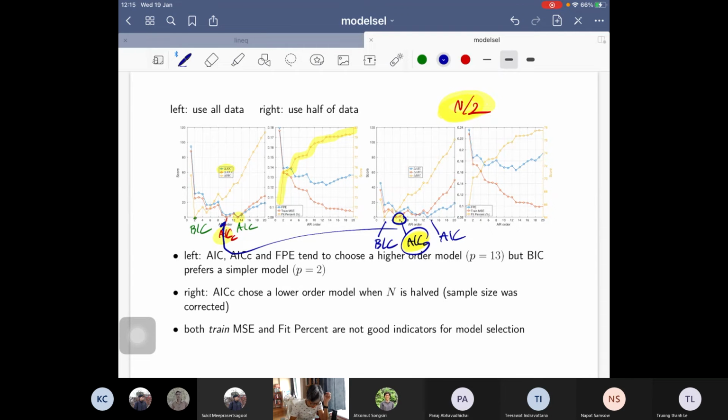Let me emphasize again that this is to illustrate how useful the model selection score can be in order to select a good candidate model. One common mistake I observe from students in practice is they only look at the train MSE, or only at the fit percent. These are not good for model selection purposes. It's not a good indicator for comparing one model to another. It just shows the performance of your model of interest in one case.